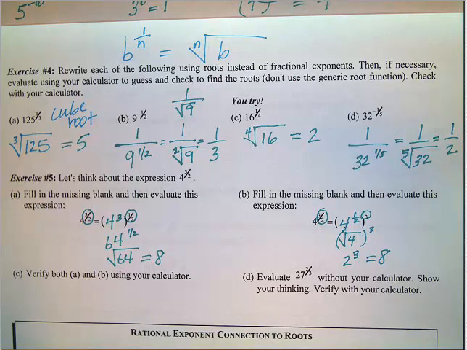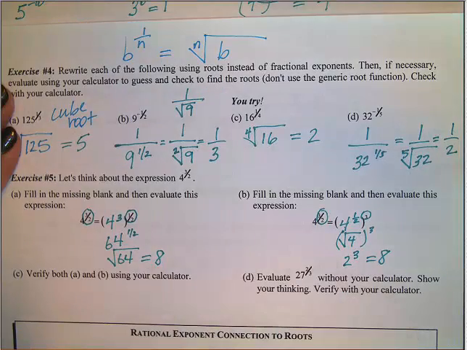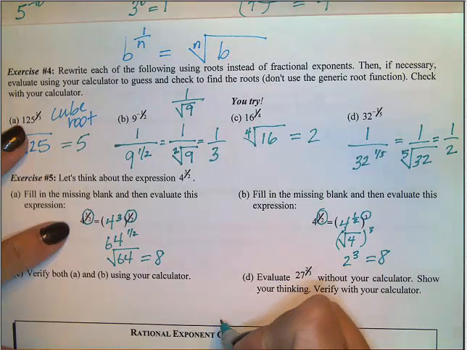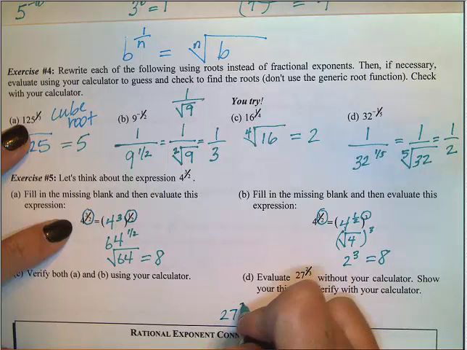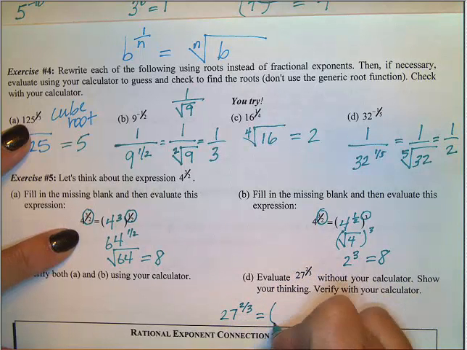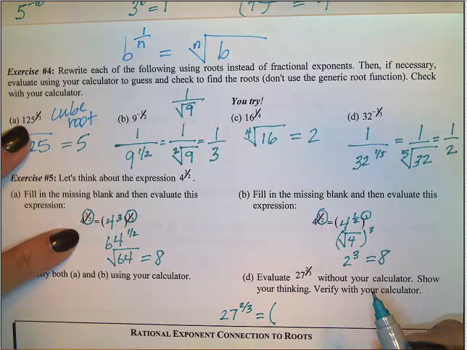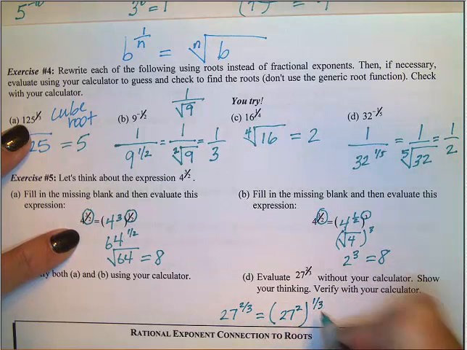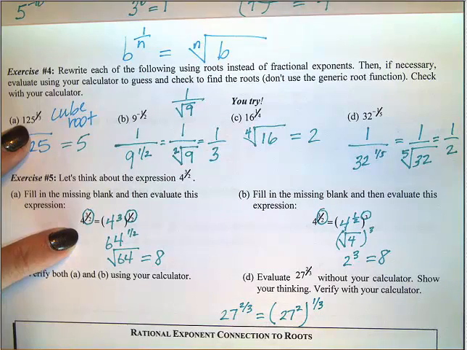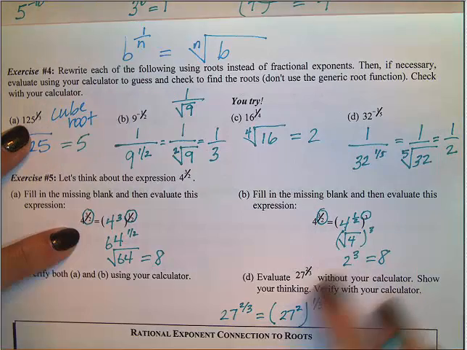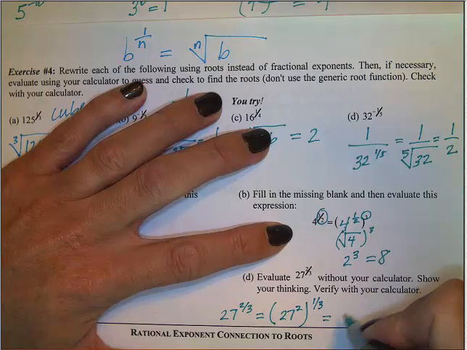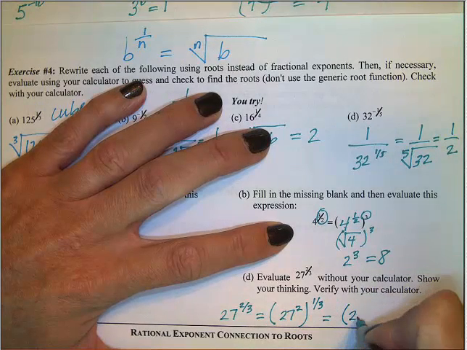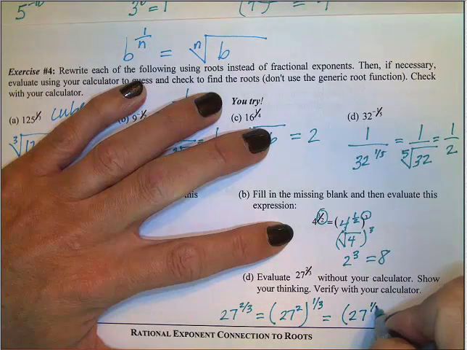So now let's evaluate in part D 27 to the 2/3 without our calculator. It doesn't matter which way we use. So let's use the first model. So if we have 27 to the 2/3, that could equal 27 squared to the 1/3. Ooh, I don't know 27 squared, so that might be too hard. So what if I used the second model? What if I used 27 to the 1/3 squared?